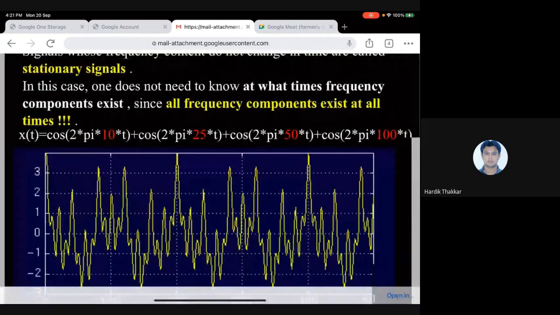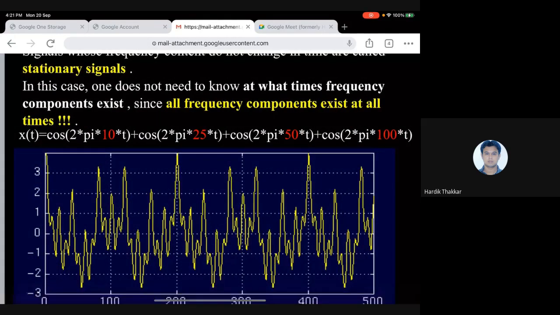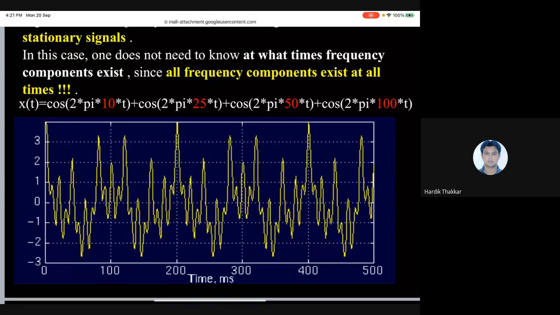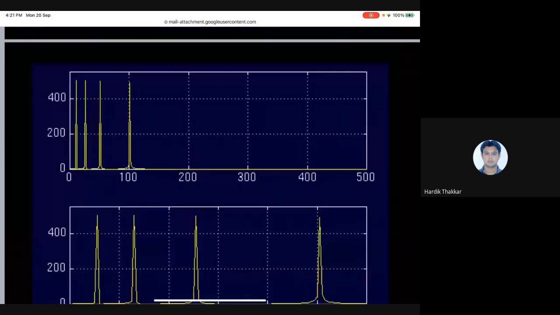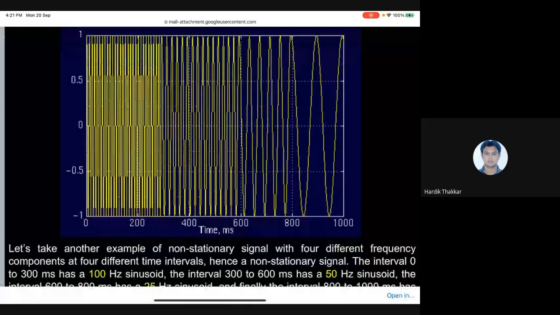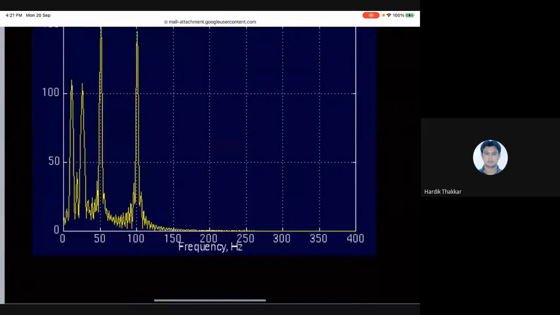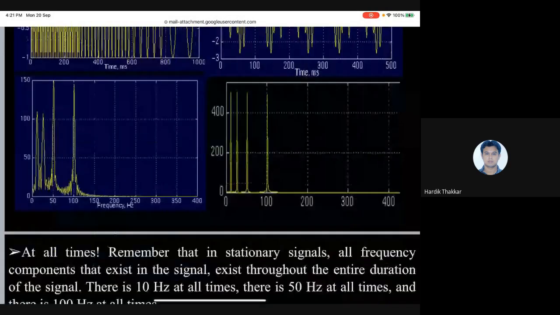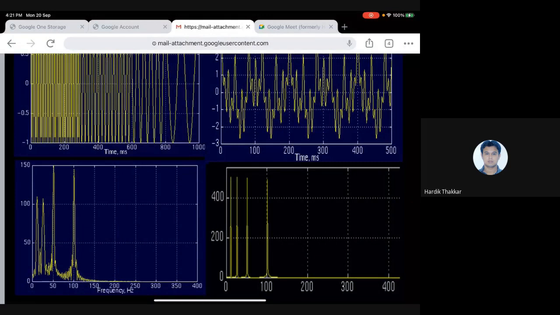Here you can see T is the same. For all time, different frequency components are present. That's why the statistical property is not changing from time to time. But here, the statistical property is changing from left to right. Interesting thing is that if you do the power frequency spectrum, there are two very, very interesting differences here.